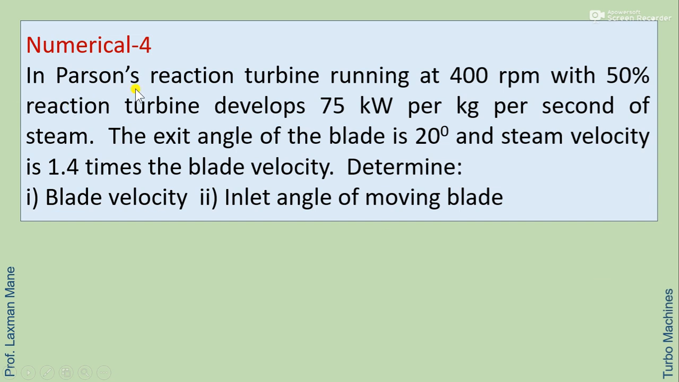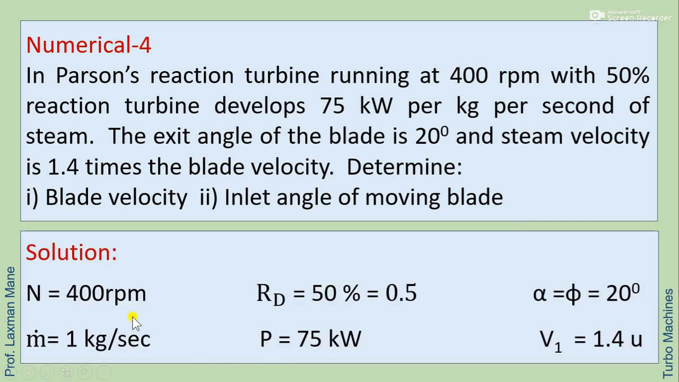Next numerical, in which a Parsons reaction turbine running at 400 rpm with 50% reaction develops 75 kilowatt per kg per second. Again, this is somewhat a different concept. Exit angle of the blade is given, steam velocity is 1.4 times blade velocity. So the relation we can have. Determine blade velocity and inlet angle of moving blade. So enlist the data: speed, degree of reaction, alpha phi angle.